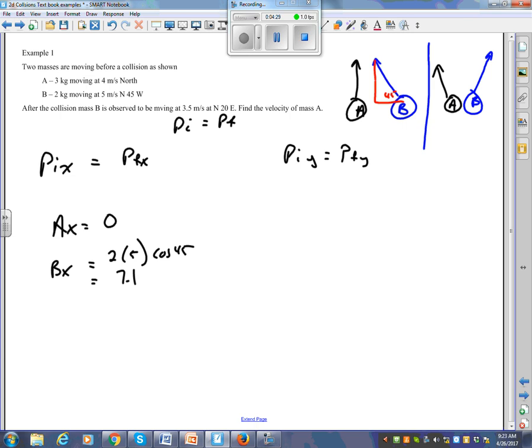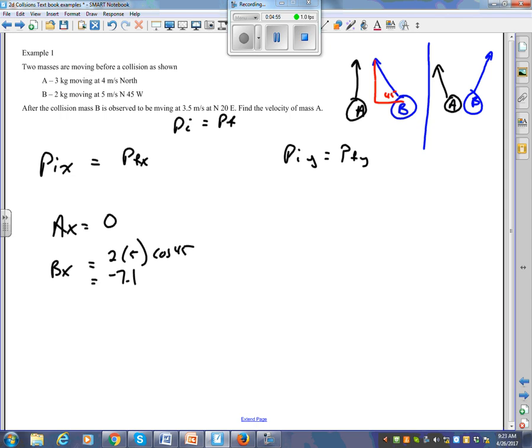Now, are positives and negatives important here? The answer is yes. Real important. What's the x component? To the left, and so this is going to be negative. And that negative is not going to come out of the equation. You're going to have to assign it. You're going to have to come up with that yourself. Okay?